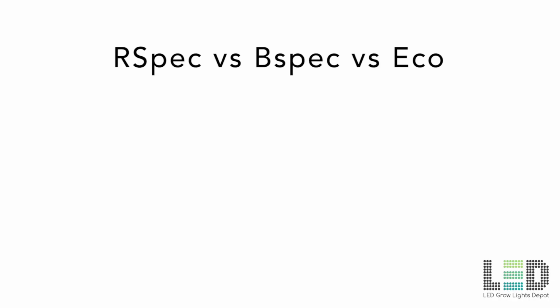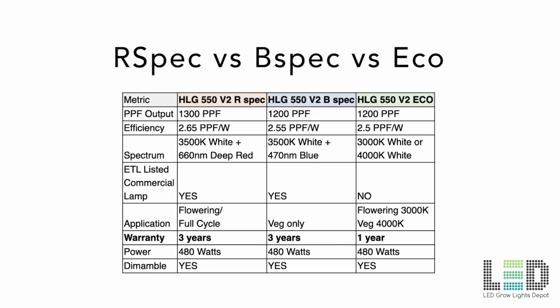Now, how does the Eco compare to the other HLG 550 V2 grow lights? Let's see. Light output. According to the independent lab report, the Eco exudes 1,138 micromoles per second of light. HLG says that they can soon get this number up to about 1,200 PPF.